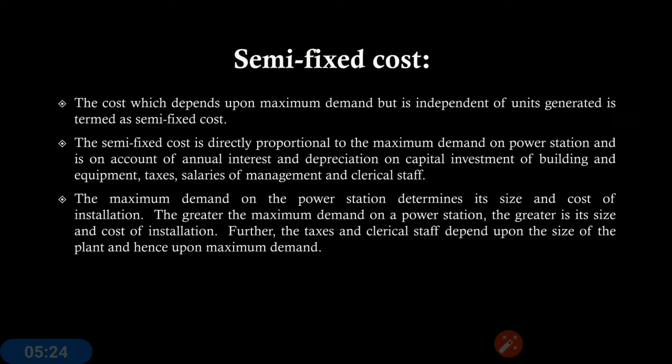The important point here is that the tax and the clerical staff depend upon the size of the plant and are directly proportional to the maximum demand. So with the increase in the maximum demand, the taxes will be high and the clerical staff will be more. So the cost will be increased.